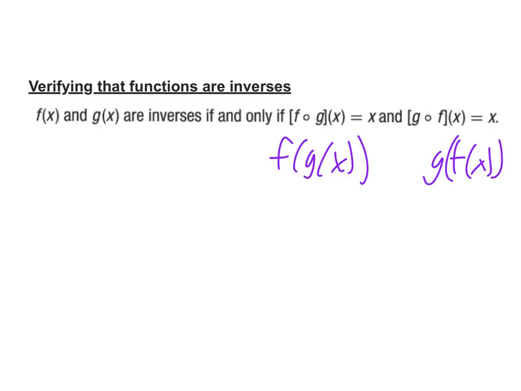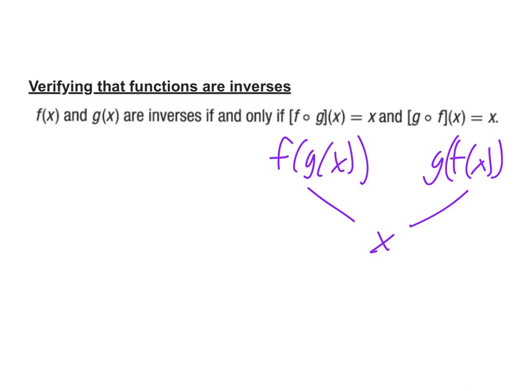So if both of those equal x, if when you do f of g of x, it equals x, and you do g of f of x and it equals x, then f and g are inverses of each other. If that doesn't happen, they aren't inverses.